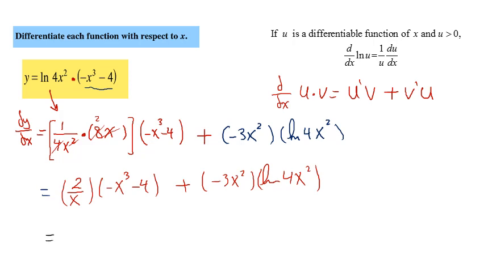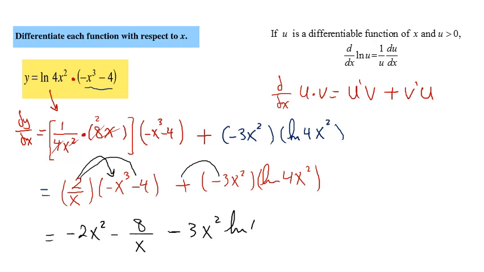So 2 over x multiplied by negative x to the power 3 is negative 2x squared, and 2 over x multiplied by negative 4 is negative 8 over x, plus I can write it as a negative, since multiplying positive by negative is negative, and I can erase the bracket. So it's negative 3x squared ln 4x squared. So this is dy by dx.